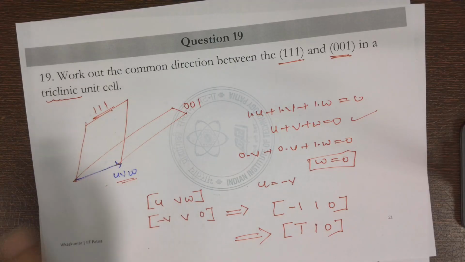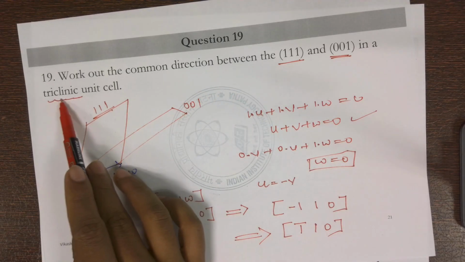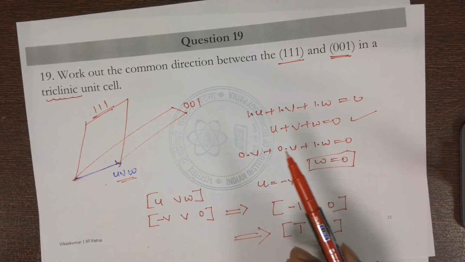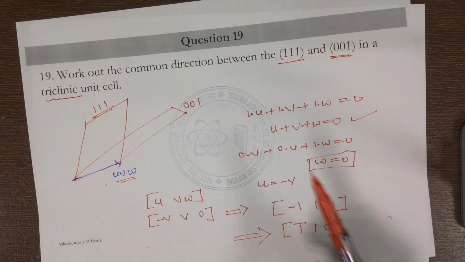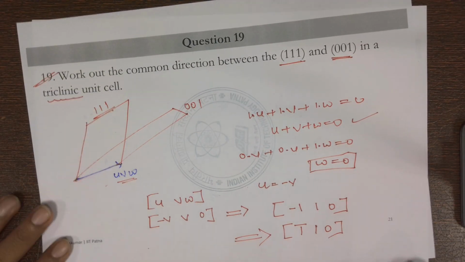Whenever we see triclinic, it's a is not equal to b not equal to c, and all the angles also differ from each other. So it will be very complicated. But whether we consider it as triclinic or as cubic, both are exactly the same here. The way we are solving the problem will not differ.